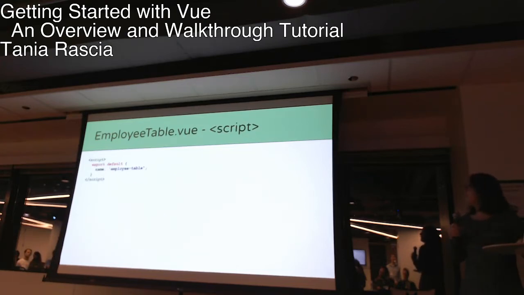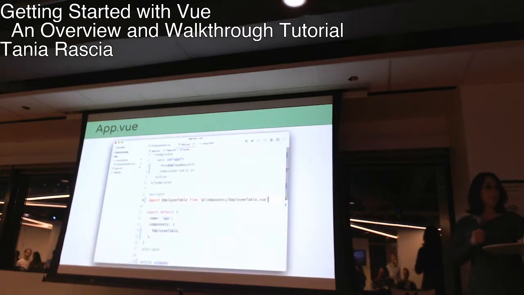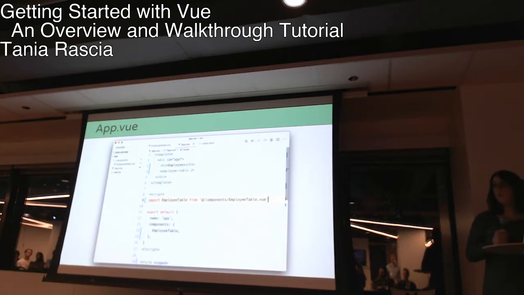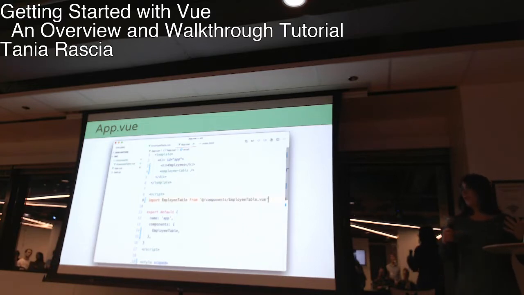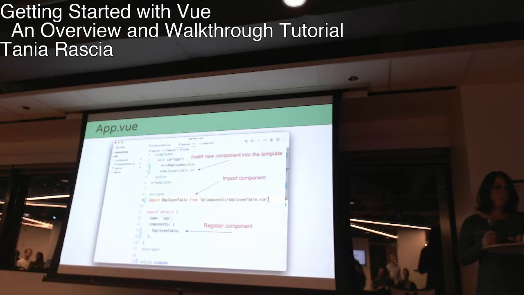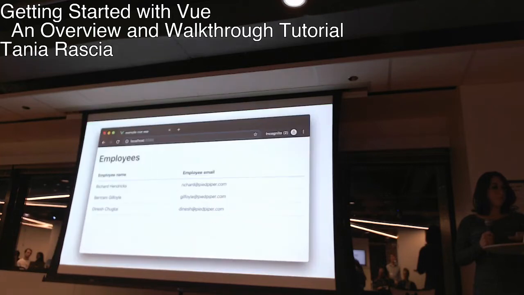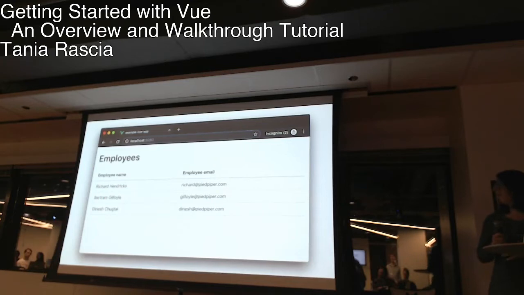So I've created this employee table.vue, I've given it a name, and in app.vue, I'm going to import that component that I just made. And as you can see in the template there, I'm loading an employee table. And it basically just looks like an HTML element. You kind of just created your own custom HTML element. So you insert the new component into the template, you import it into the script, and you also have to register it. Once you do that, you can use the component. And what you see is the hard-coded data just in rendered form.